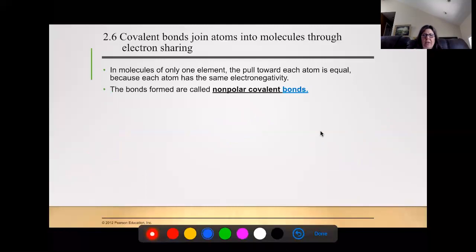So in molecules of only one element, the pull towards each atom is equal. So if you're doing hydrogen versus hydrogen or oxygen versus oxygen, it's like a tug of war where they're at a stalemate. They're going to share evenly because they're evenly pulling on those electrons. These are referred to as non-polar covalent bonds. So we're going to describe 2 types of covalent bonds. They're sharing, but in one case they share evenly, in another case they share but not evenly. So when they share evenly, they're non-polar.